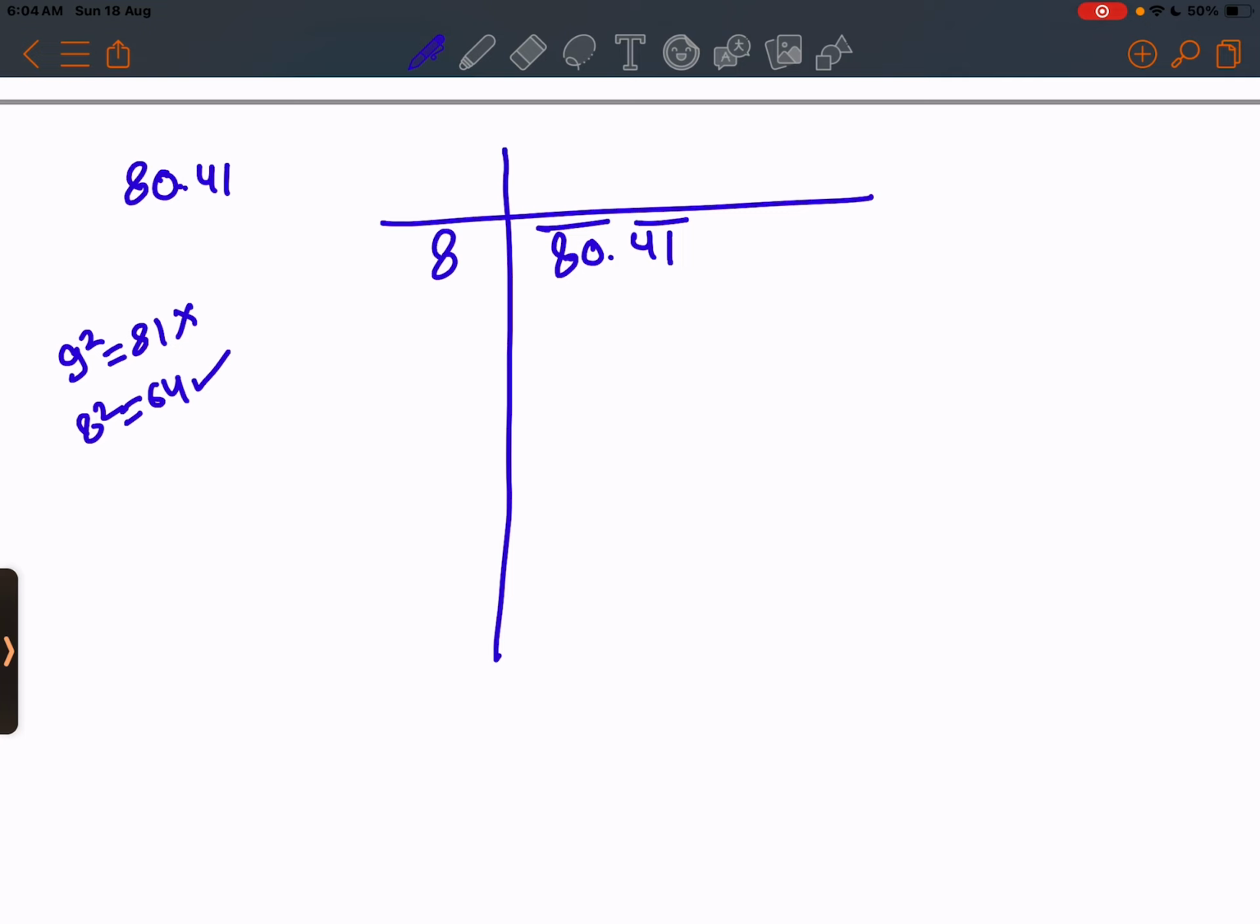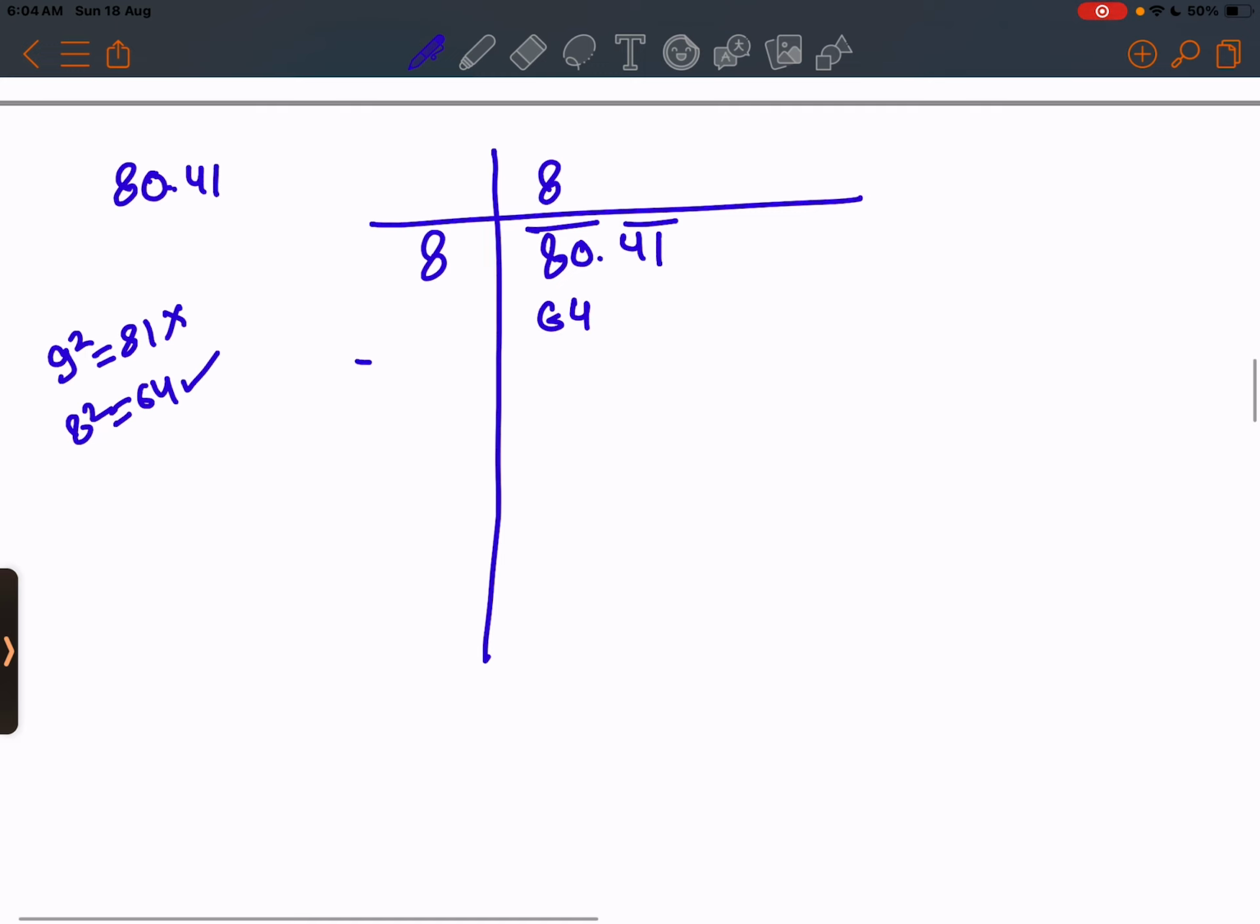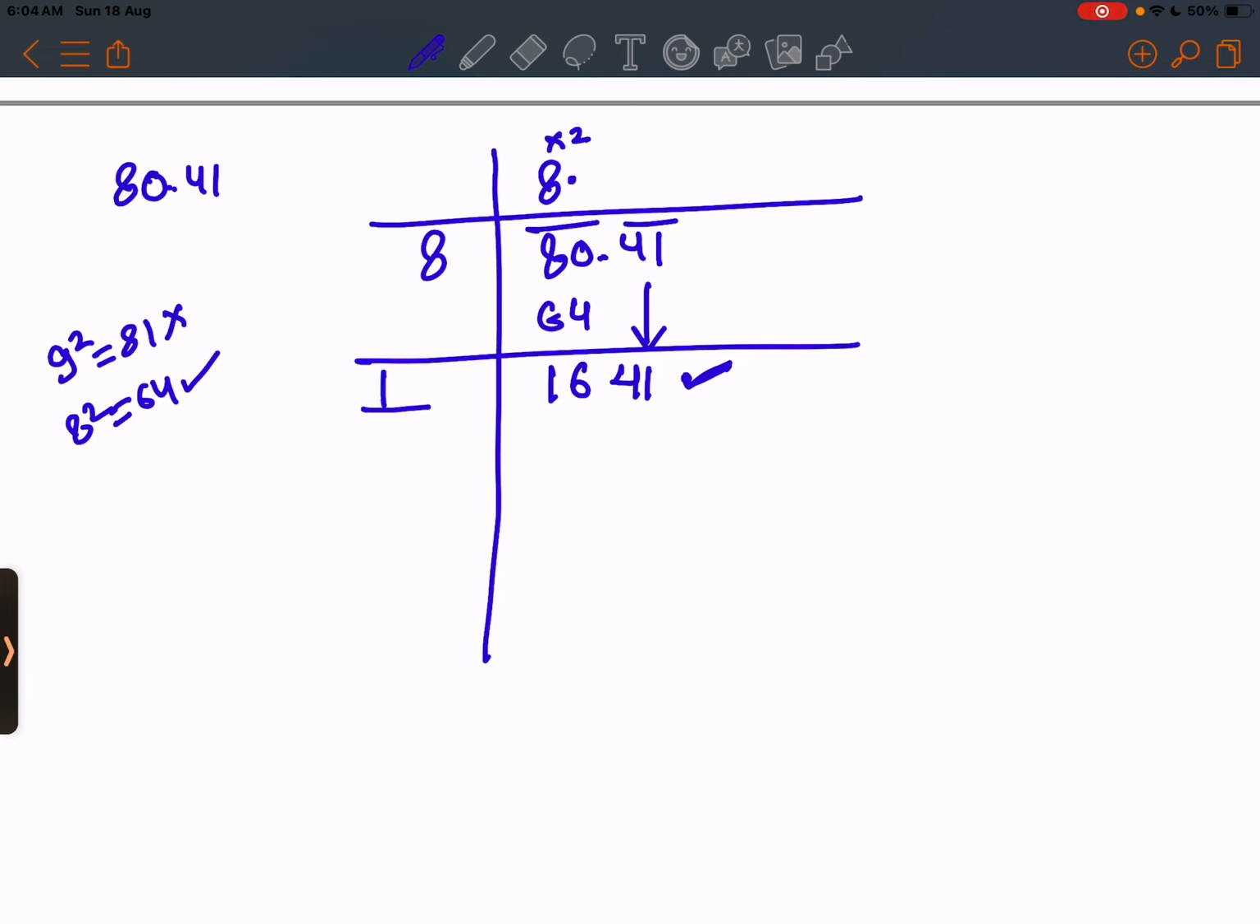So we have to divide 80 by 8, and in 8 times we get 8 8s are 64, and the remainder would be 16. The 41 would be here as it is, but from here the decimal starts, so in the quotient we will place the decimal. Now the number will be 2 times 8, so 16. Then we have to find what the number would be here.